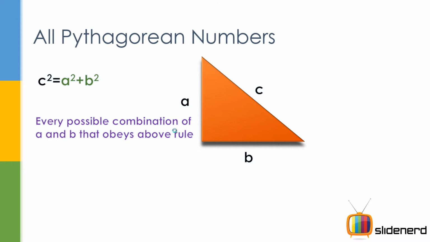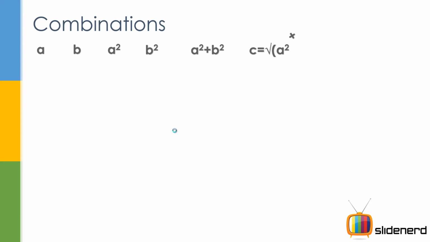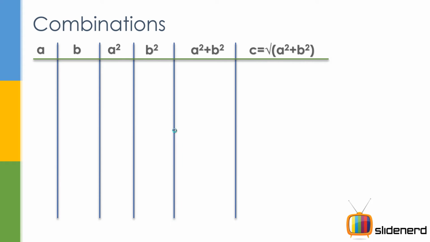You have C square equals A square plus B square. All we need to do is this. That's all. We just need to generate values for A and B, and we have to make sure that it's all possible combinations of A and B that obey the above rule, alright. So here, I'm making a table. I'm going to show you some common values for A and B, and let's see what happens.